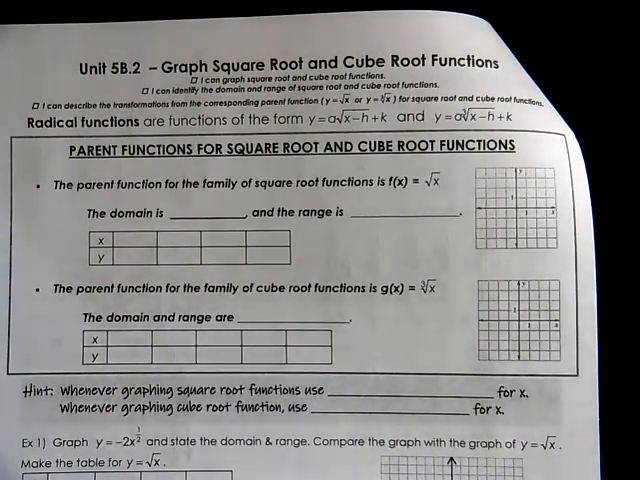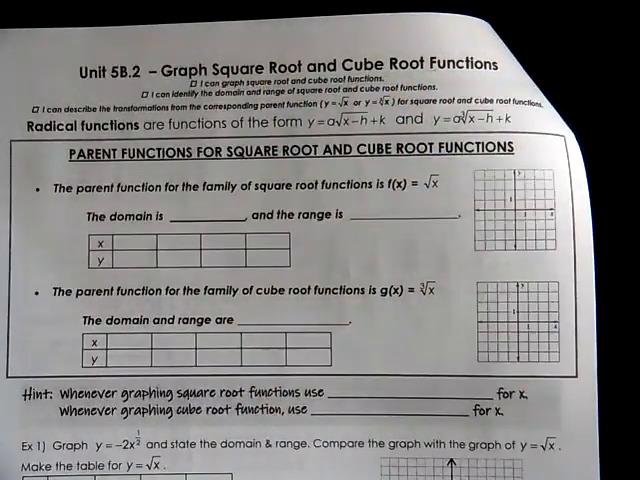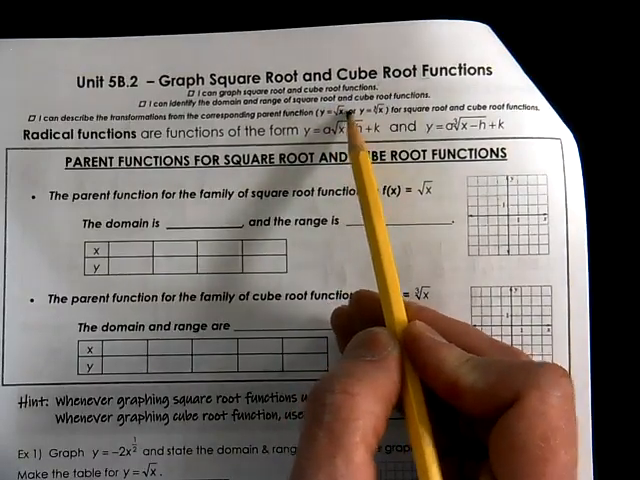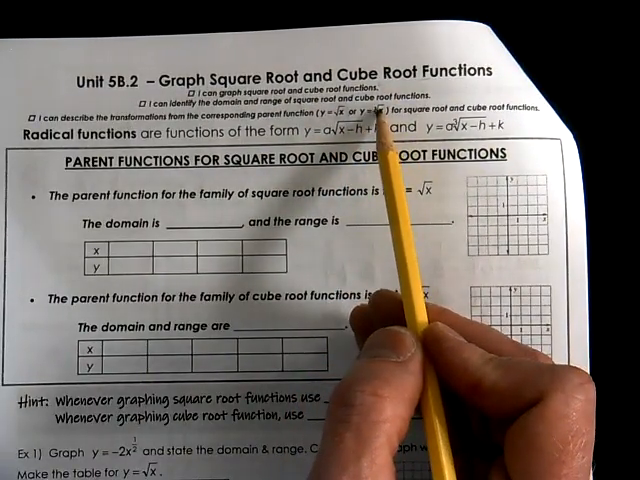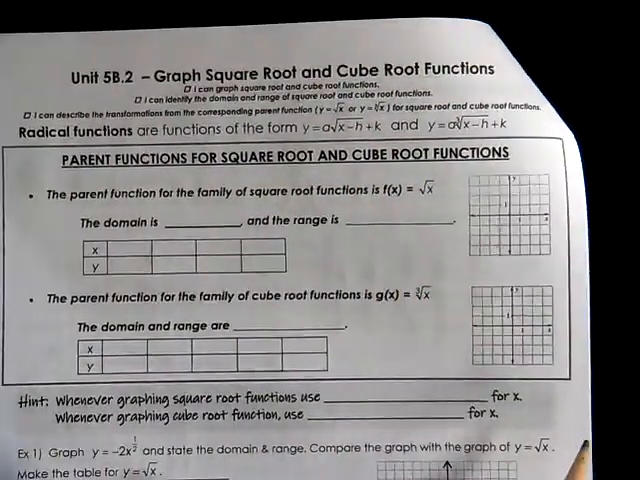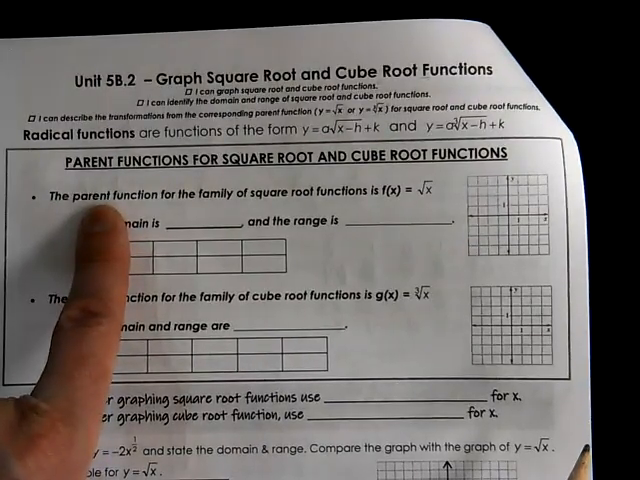This is Algebra 2 and Trig, 5B.2. We're graphing square root and cube root functions. We've already talked about what a square root looks like and a cube root looks like. Today we're going to start to incorporate the a, h, and k.